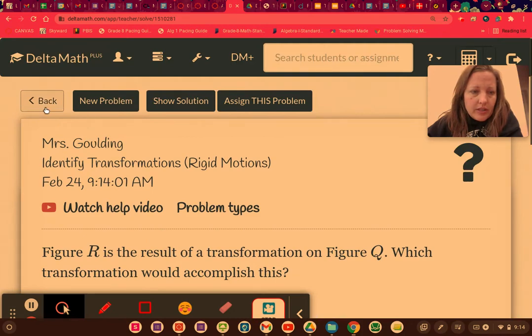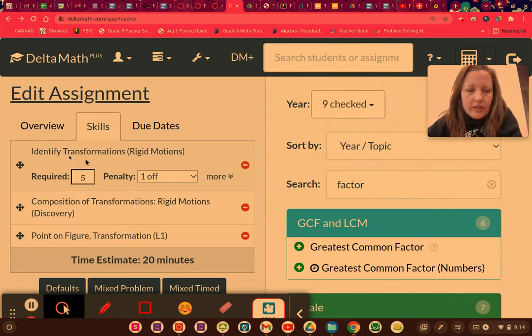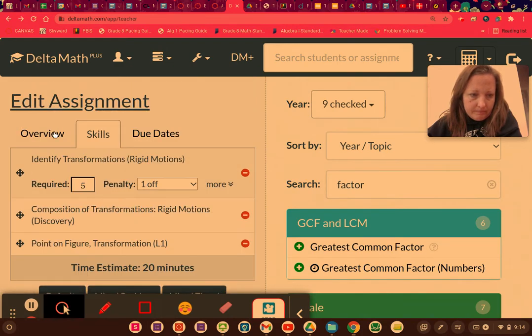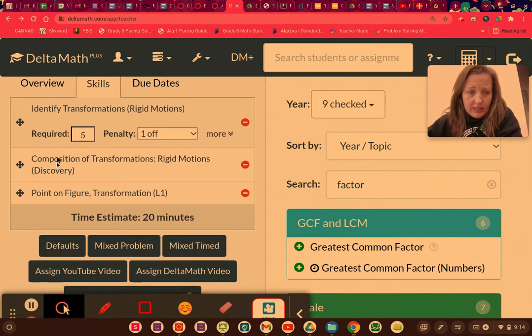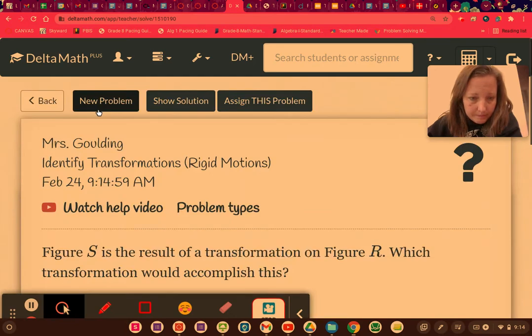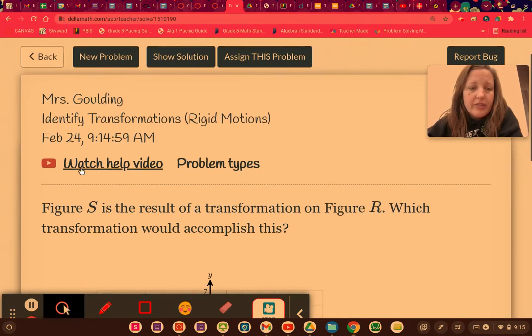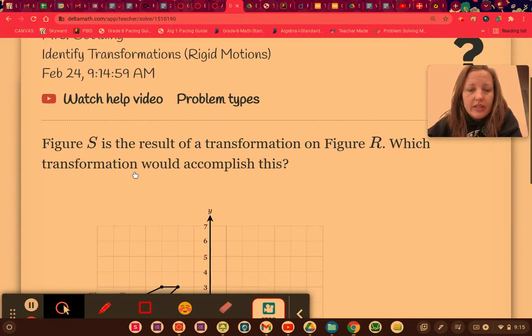Let me just show you where it is. In yours, it looks a little different, but it's called Transformations for e-learning. Okay, that's what you're doing. And there's 3 skills that you're practicing. There's 5 problems on each. So we're going to start with identifying transformations. Remember there's these help videos all along the way if you need them.